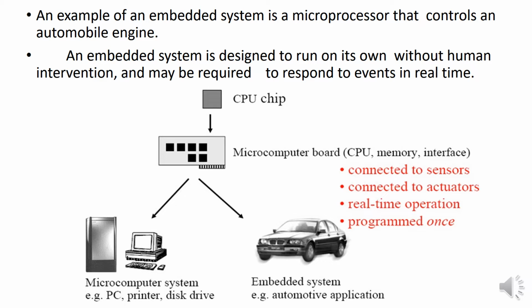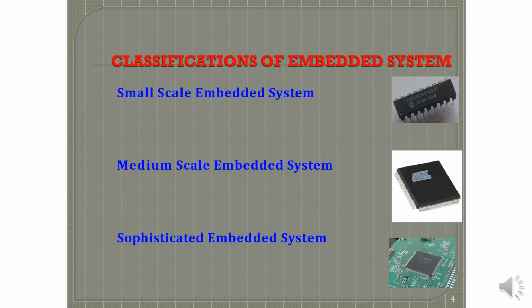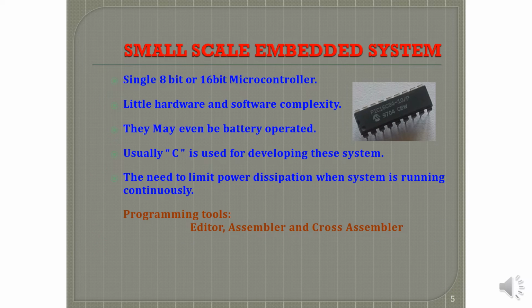We have a CPU, then a microcomputer, and various sensors being used here. Then here we can view the personal computer with printer and disk drives, and this is important with a lot of applications. So generally, the embedded system can be classified into three types: one is the small scale embedded system, one is the medium scale embedded system, and one is the sophisticated embedded system. Now let us look at these.